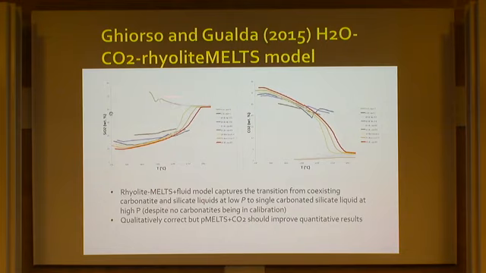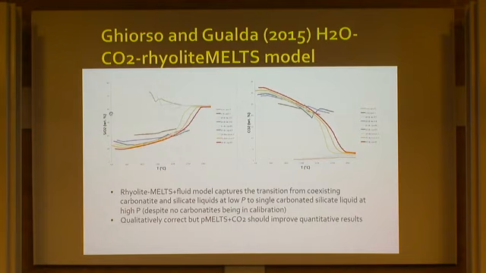And what you find is that these are the silicate melts. These are carbonatite melts. Here's the carbonatite melts. It's a little small, but essentially, rhyolite-MELTS plus the fluid model is capturing that behavior, that at low pressures you get two melts, a coexisting carbonatite and silicate melt, and then at high pressures you get a single carbonated silicate melt.